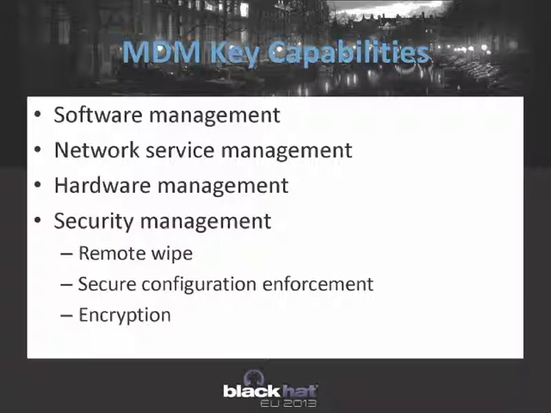So what MDMs usually provide is around these bullets. Software management, which means that you can whitelist or blacklist applications on the device, and you can push applications to user devices. You can control the network service, which means that you can remotely configure, for example, the email access on the device to your enterprise, or VPNs. You can control the hardware. You can, for example, lock down or disable the camera when someone moves into the physical perimeter of the enterprise, into the headquarters.